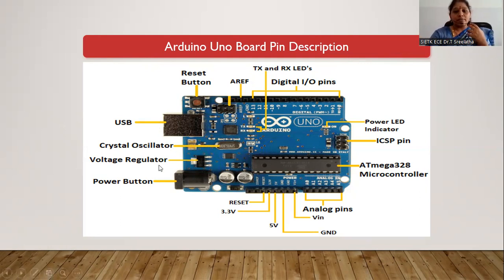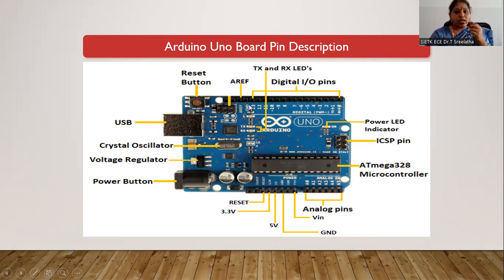And a power button, we have a voltage regulator, and the ATmega microcontroller. Here in our Arduino board we are using the ATmega microcontroller, which is nothing but the heart of Arduino, we can say. It plays a very important role. In the next session we will see in detail about our ATmega microcontroller. And moreover, we need our supply. So in our Arduino board we have 5 volts supply and 3.3 volts supply. You can go for that.